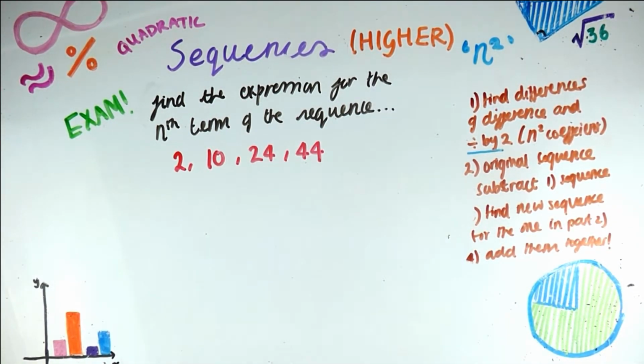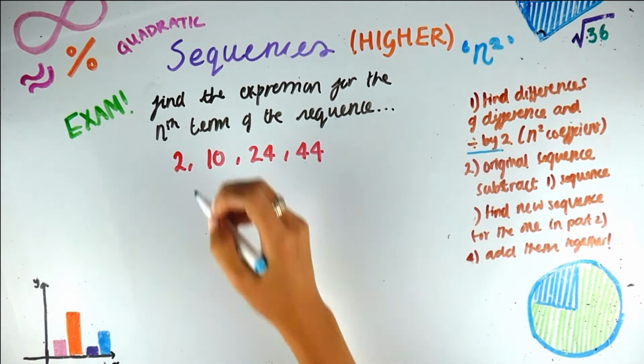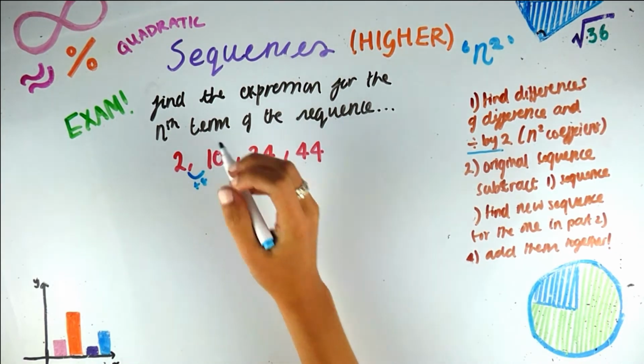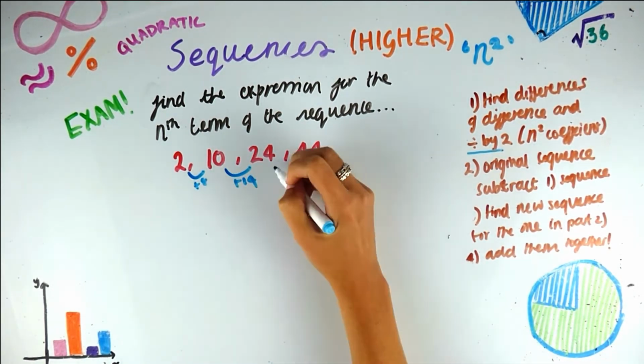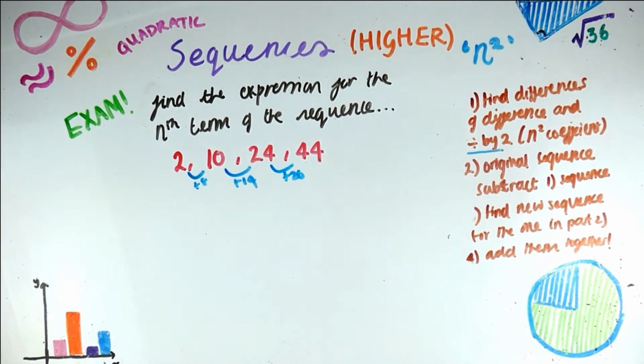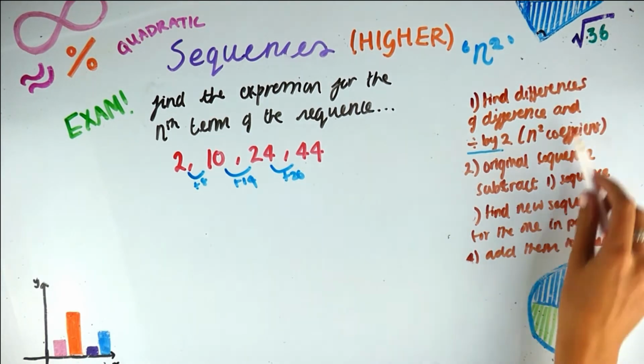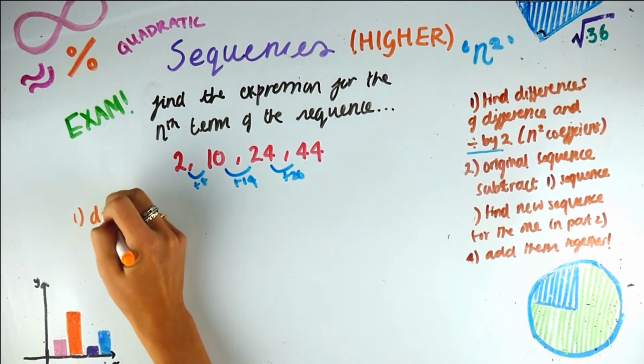Okay, so find the expression for the nth term of the sequence 2, 10, 24, 44. So okay, let's just look at the differences like we would for any sequence. That is going plus 8. So we can immediately see this relationship is non-linear. It must be a quadratic sequence because the difference of the differences is different. So first we need to find the first step, find the difference of the differences.